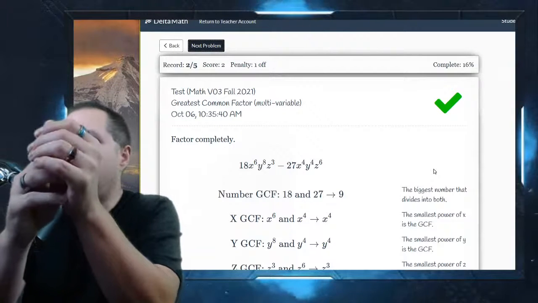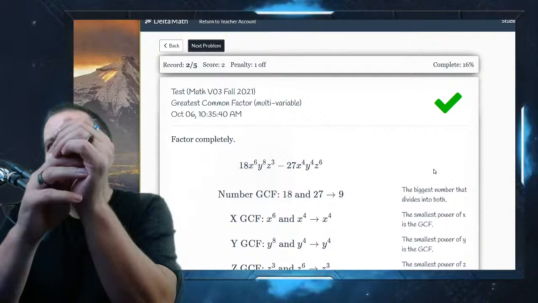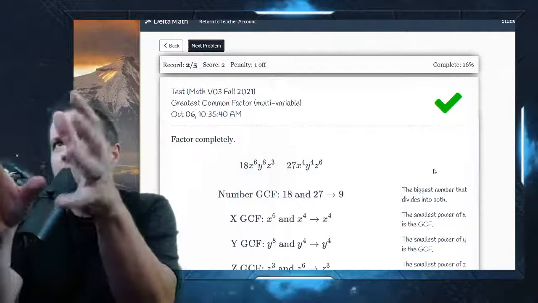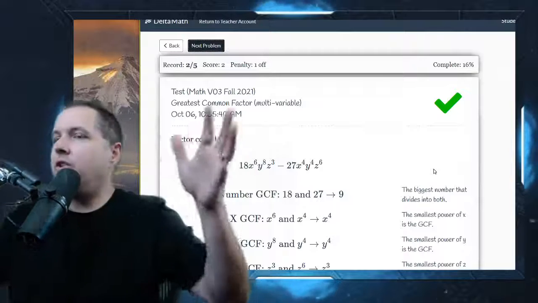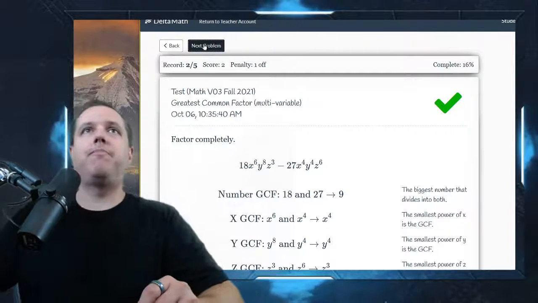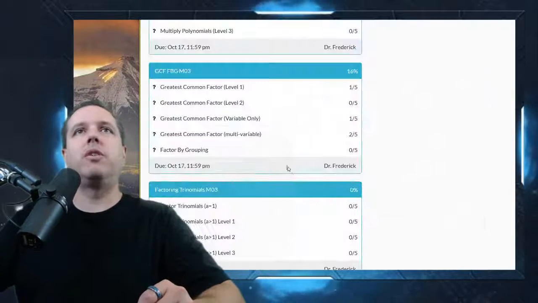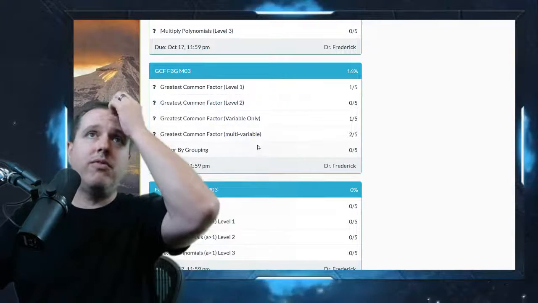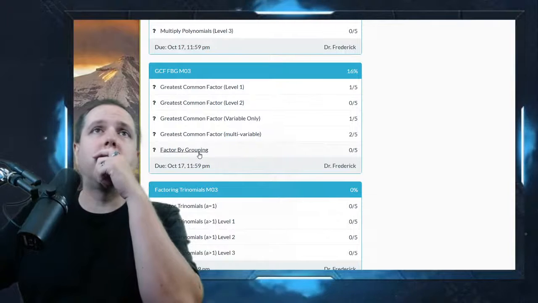Yes, I'm going to look at the coefficients. Okay, now that I've done that, is there another step? Yeah, I'll just do the x's. Is there another step? I'll just do the y's. And you just keep doing that, and then all of a sudden the problem's done. Okay? Let's see. We don't need to do any more of those, I don't think. And then I think we've got, yeah, and then we've got our factor by grouping.